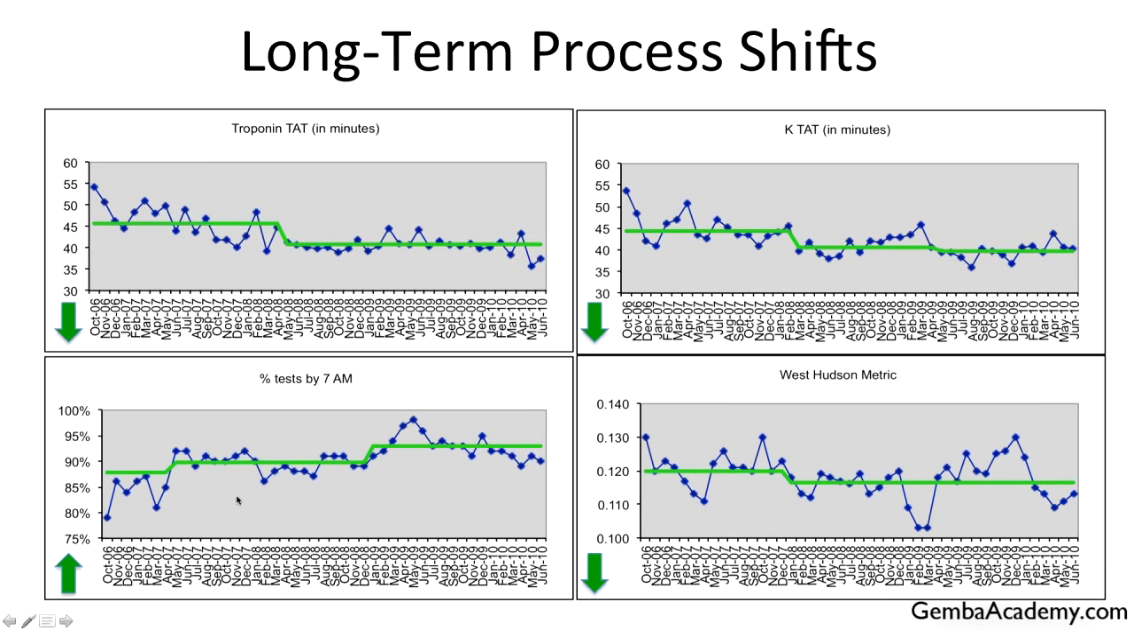Down here in the lower left, this is a measure that we want to be higher: the percentage of test results that are on charts by 7 a.m. That's actually had a couple of jumps. And then here in the lower right is a productivity metric where you can see the average has dropped down.